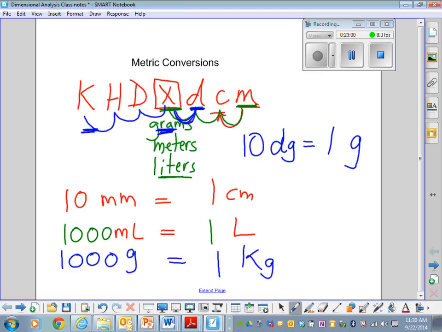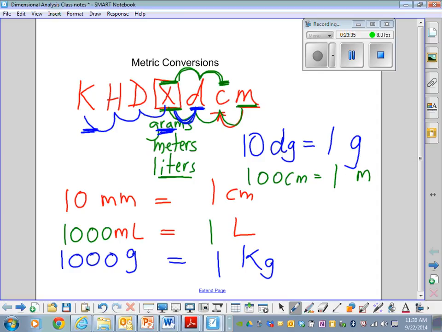Shall we do one more? Alright, so I want to know how many centimeters are in a meter. Here is my centi, here is my meter. Which is the bigger one? So I put 1 before meter. From centi to meter, how many jumps is it? 2. So what is my number going to be here? 100. 100 centimeters is 1 meter.